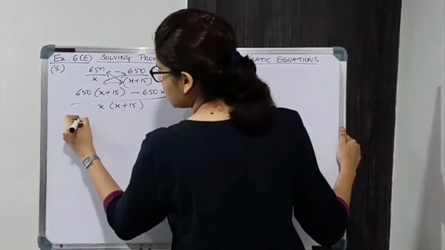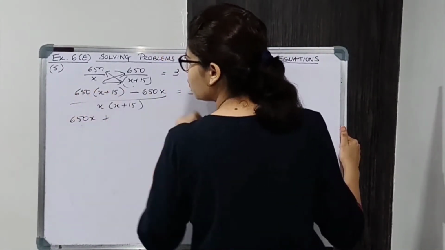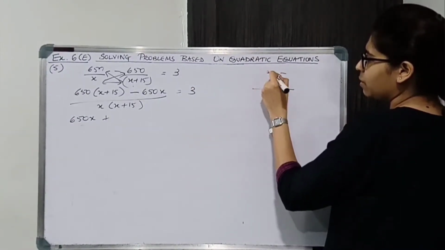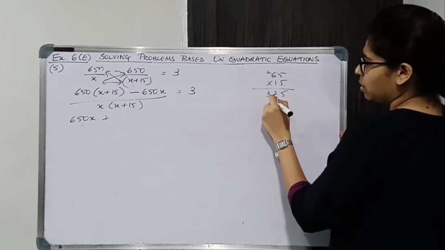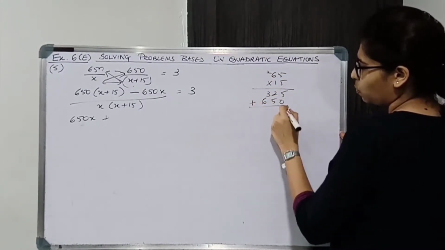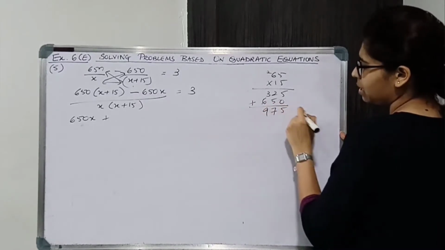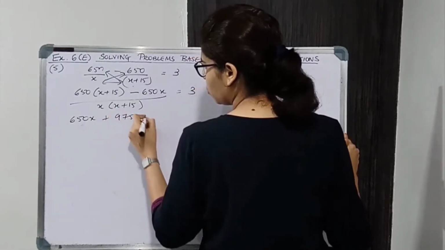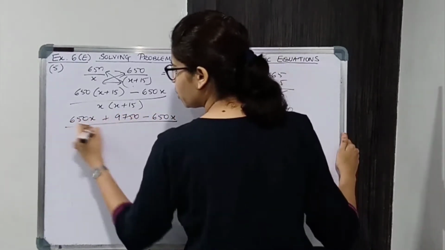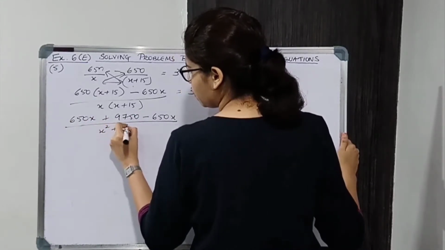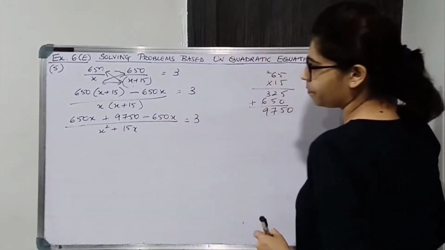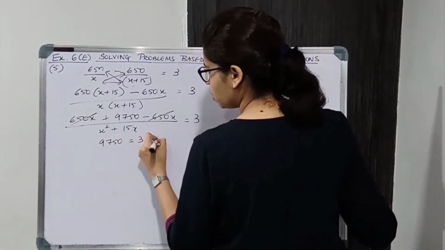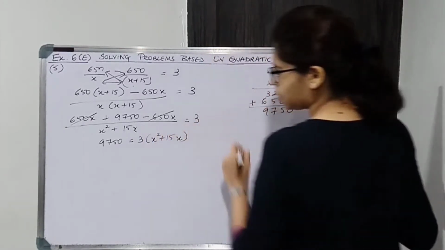Now 650 into x, 650x plus 650 into 15, so let's see 65 into 15. 5 5s are 25, 5 6s are 30 plus 2 is 32, 5 6s are 30 plus 3, so we'll get 975 and there was a 0. Okay, so 9750 minus 650x upon x square plus 15x is equal to 3. This will cancel, so 9750 is equal to 3 into x square plus 15x.